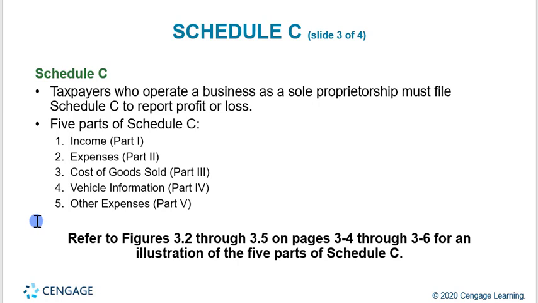So a Schedule C: taxpayers who operate a business as a sole proprietorship must file a Schedule C to report their profit or loss. And so there are 5 parts to the Schedule C. The first part is income, Part 1; expenses are in Part 2; cost of goods sold, Part 3; vehicle information, Part 4; and other expenses, Part 5. And so refer to figures 3.2 and 3.5 on pages 4 and 6 for an illustration of the 5 parts of the Schedule C.